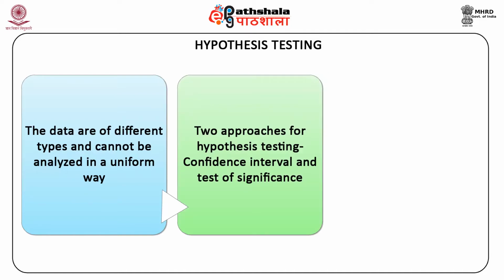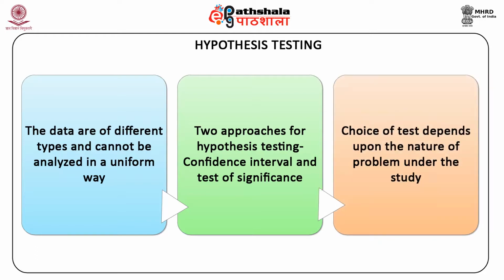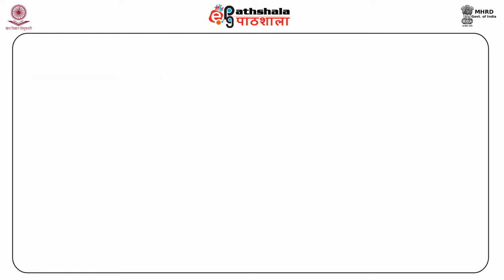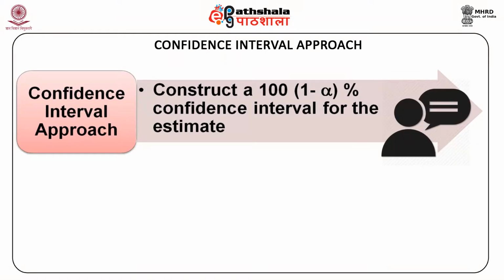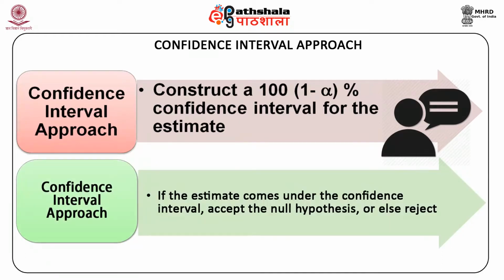There are two approaches to hypothesis testing: confidence interval and test of significance. There are different statistical tests for hypothesis testing. The choice of test depends upon the nature of the problem under study, the power of the test, the sampling method, etc. First, we shall understand the confidence interval approach. For the purpose, construct a 100 times (1 minus alpha) percent confidence interval for the estimate. If the estimate comes under the confidence interval, accept the null hypothesis; the finding is statistically insignificant. And if it falls outside the interval, one should reject the null hypothesis.